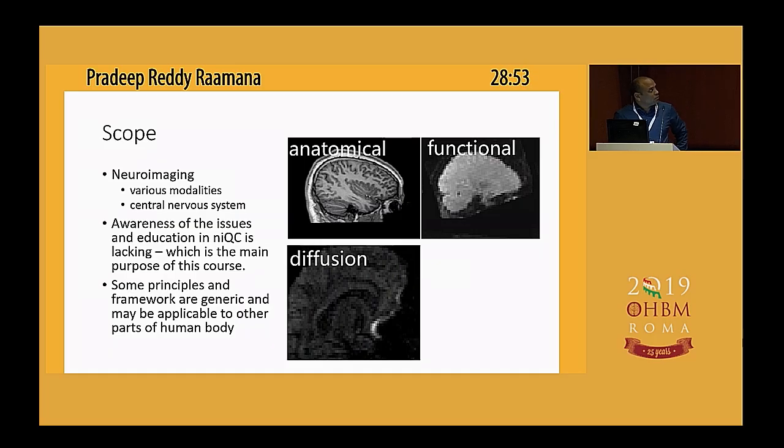In this half-a-day course, we will mostly be focusing on these three modalities: anatomical, functional, and diffusion, with the goal to raise awareness of the issues and to try to improve education in neuroimaging quality control. I guess a lot more practical intuition than physics education, so to say, into the QC aspects.